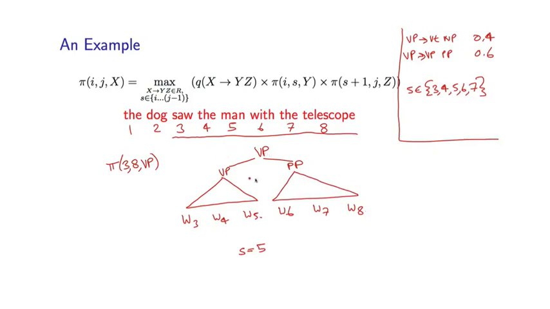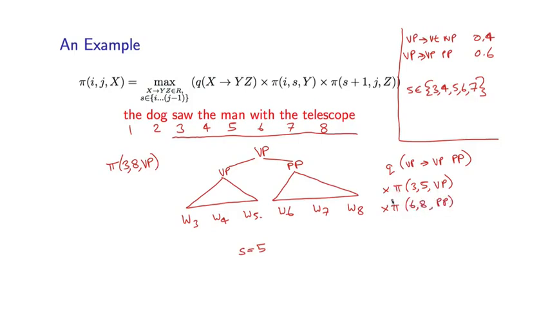So given I choose this rule, VP goes to VP prepositional phrase, and I choose this split point, i.e. I choose this VP under here to span words 3 through 5, the prepositional phrase to span words 6 through 8, the highest probability for any tree which makes those choices is going to be q of VP goes to VP prepositional phrase, because that's the probability for this rule. And then, as I'll argue in a moment, pi of 3,5 VP times pi of 6,8 prepositional phrase.